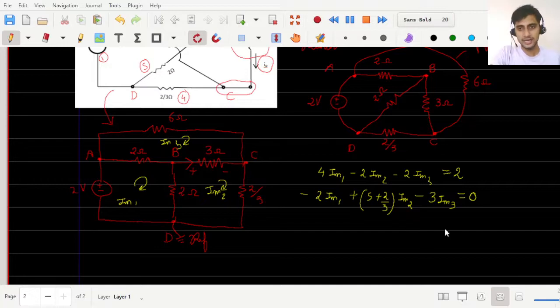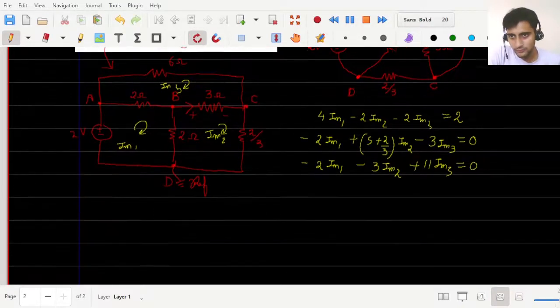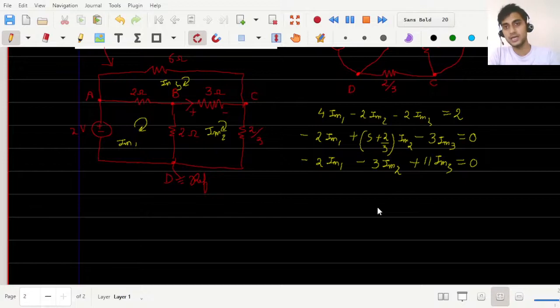Now for mesh 3, I can write this equals to 3 plus 2 is 5 plus 6 is 11, times Im3. Common between 3 and 2 is a 3 ohm resistance. Common between 3 and 1 is a 2 ohm resistance. And we do not have any source. So you just have to solve for this 3 by 3 matrix system and find the value of IM1, IM2, and IM3. And I last time told you that you can use this calculator to solve this. 5 plus 2 by 3 is 17 by 3.